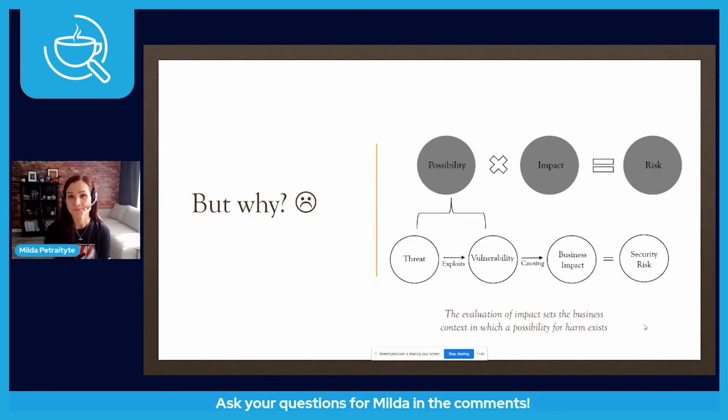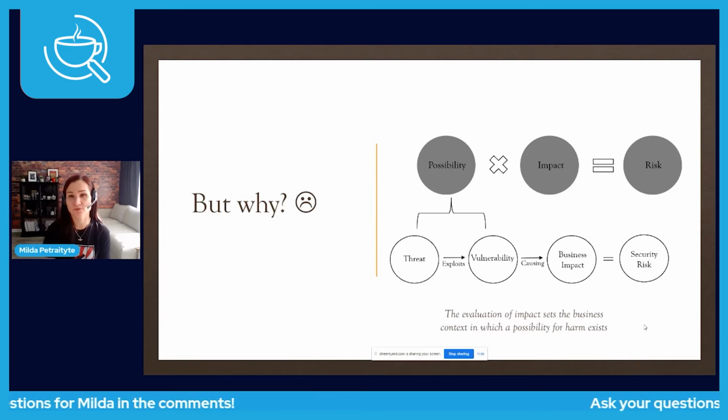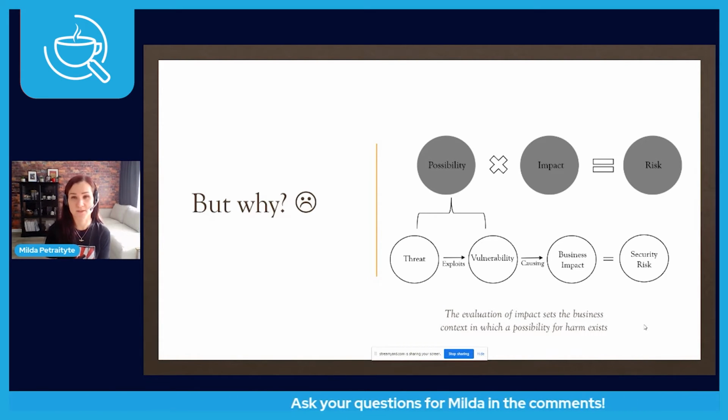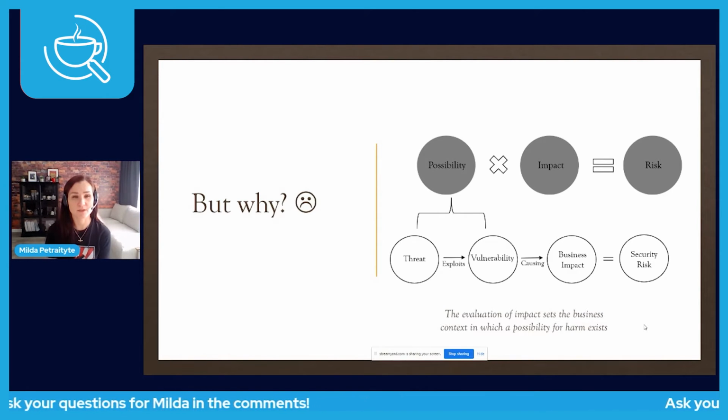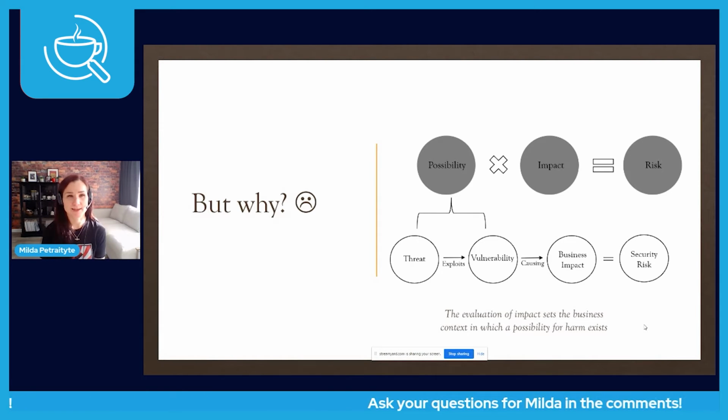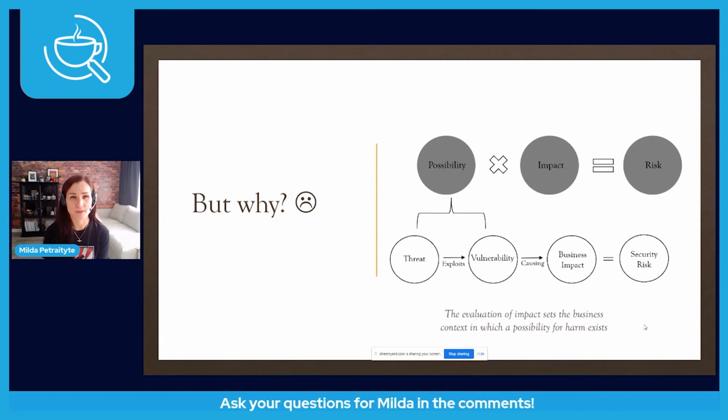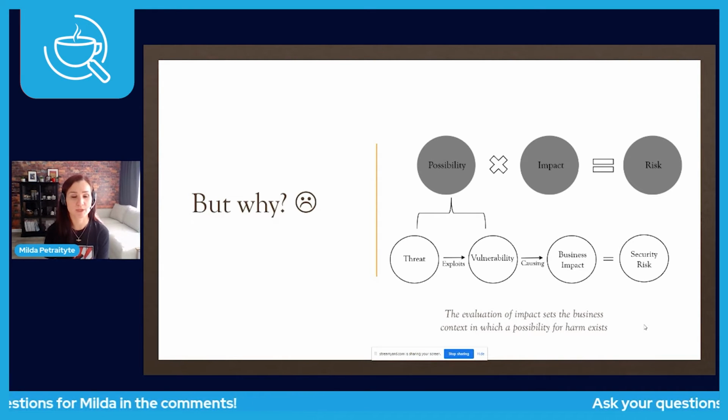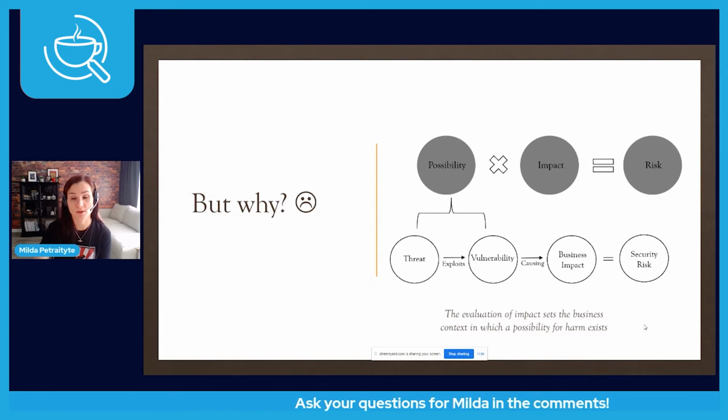So this way, we provide another level, the business level, to our issue that we want to present to the management. As I mentioned here, the evaluation of impact sets the business context in which a possibility for harm exists. And I think that's pretty much the level that is many times missing in the assessments that I've seen in the past. People very much evaluate the threats and vulnerabilities, but when they speak about the impact, they don't manage to deliver that message, for reasons which I will come to in the next few slides.